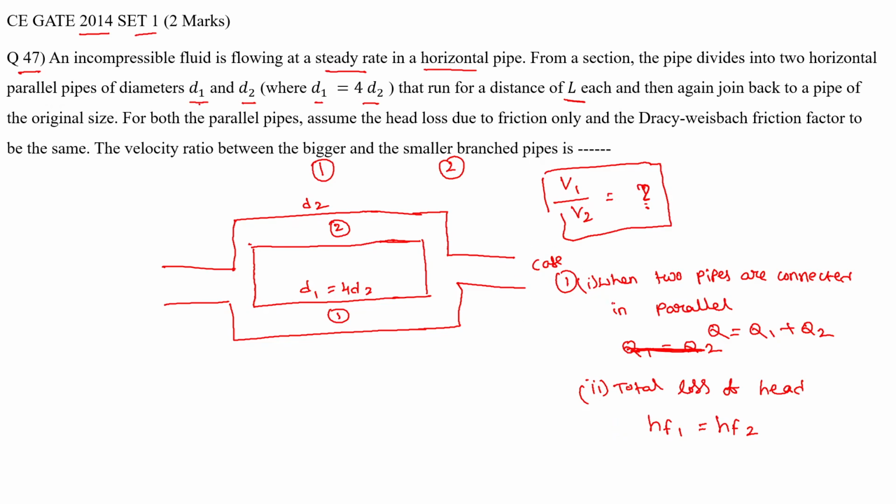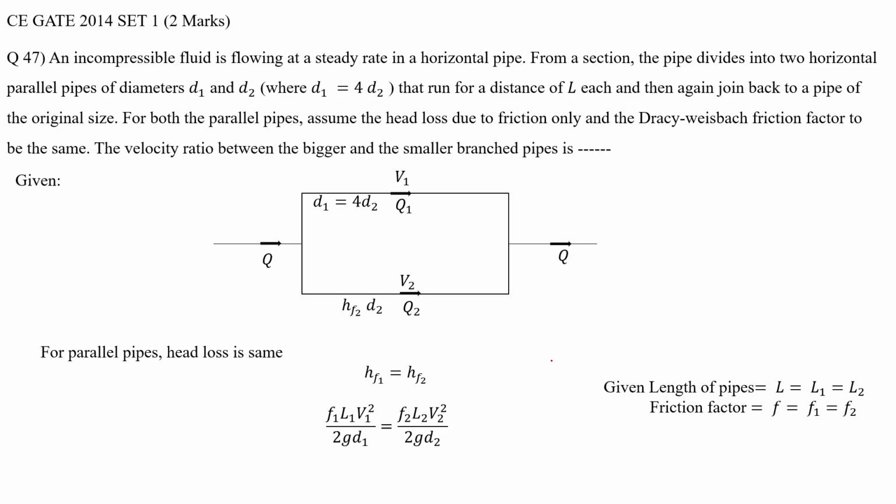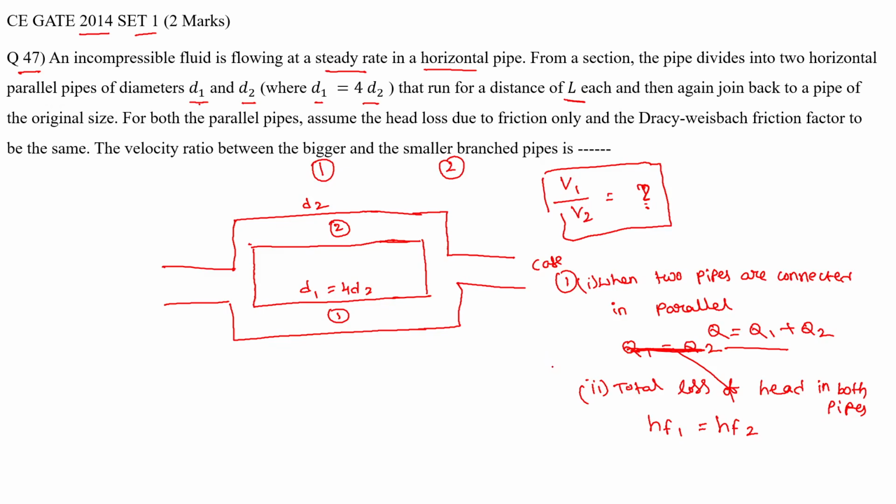Similarly, if I ask what the conditions for series would be: Q1 equals Q2 and so on to Qn, but the total loss of head will be HF equal to HF1 plus HF2 plus HF3 and so on. So these are the two conditions to be remembered. When the two pipes are connected in parallel, it follows the continuity equation that Q equals Q1 plus Q2, and the head loss in both the pipes, HF1 is equal to HF2. We use these two conditions to solve this question.